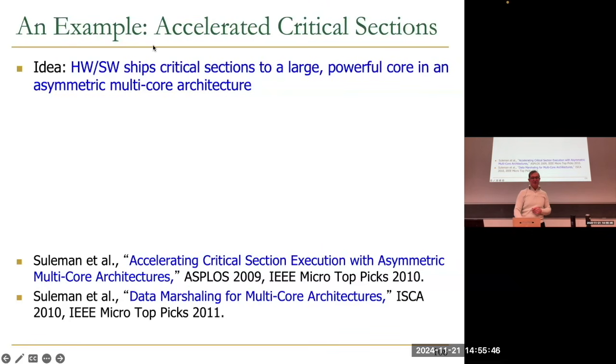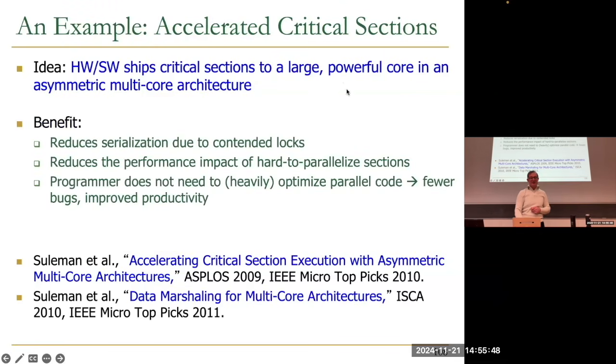Hardware and software cooperatively ship critical sections to a large, powerful core in an asymmetric multi-core architecture. And the hope is that the large core can execute the critical sections much faster. And hopefully that reduces serialization due to contended locks. It reduces the performance impact of hard to parallelize sections. And hopefully the programmer doesn't need to heavily optimize the parallel code. You get fewer bugs and improved productivity. So it has higher level benefits also. And all of this is conditional upon the large core, powerful core executing critical sections much better.